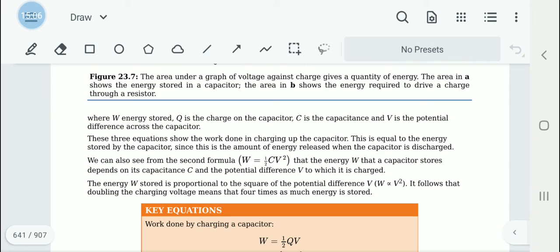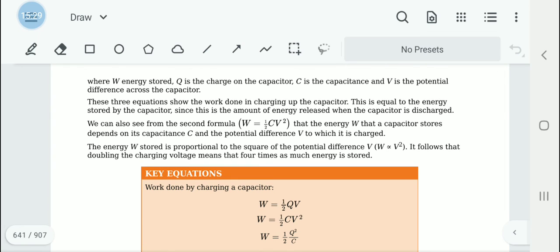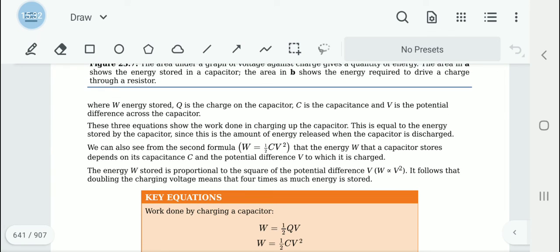The below three equations can be used when calculating energy released when the capacitor is discharged. And write down these three equations. W equals half QV, W equals half CV squared, W equals half Q squared upon C. Then write down what W stands for. W is the energy stored, Q is the charge, V is the potential difference, and C is the capacitance.